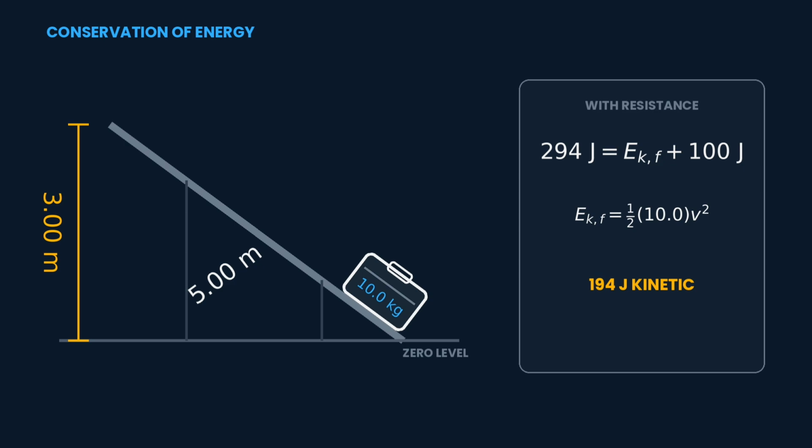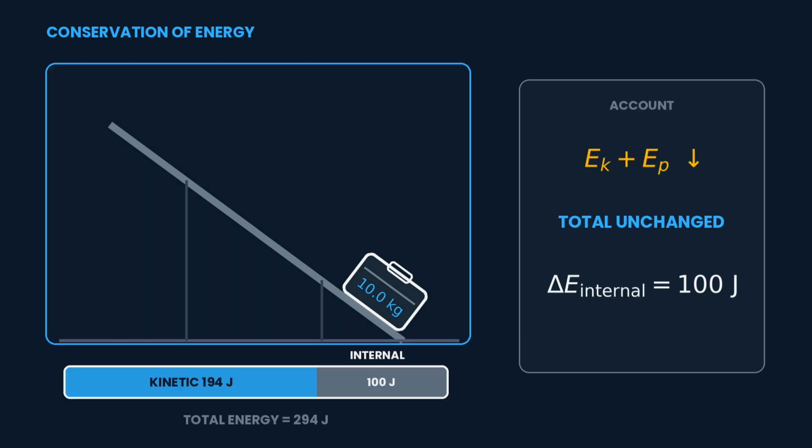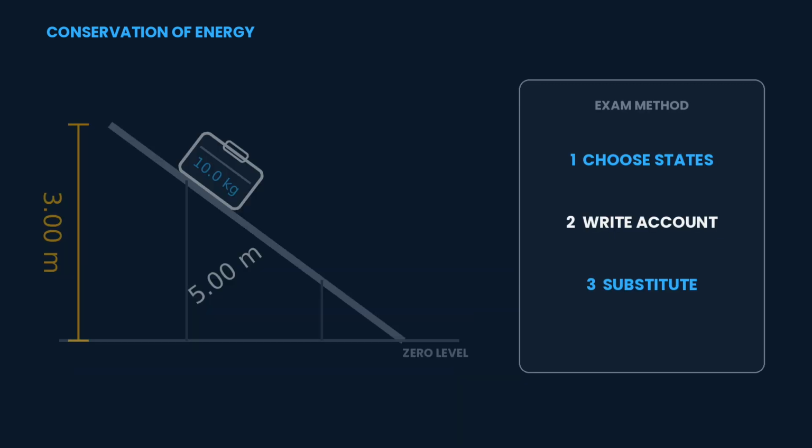1/2 × 10.0 × v² = 194. So the speed is 6.23 meters per second. The case is slower, but conservation still holds. In this example, kinetic plus gravitational potential energy has decreased. The total energy of the chosen system, however, is still unchanged. The internal energy increase completes the account.